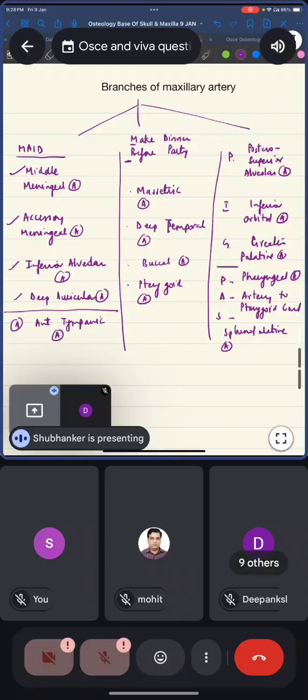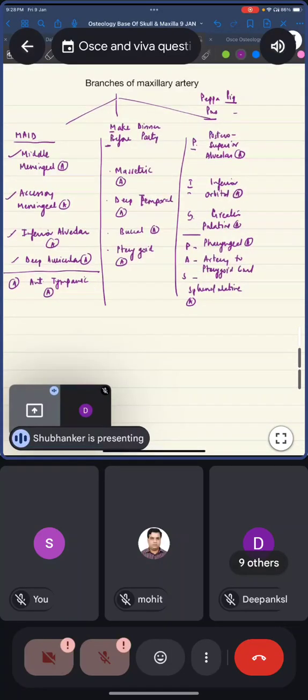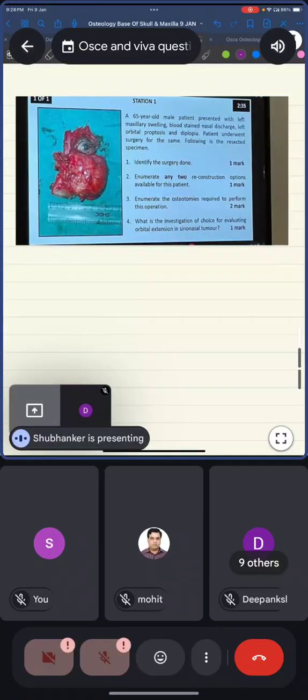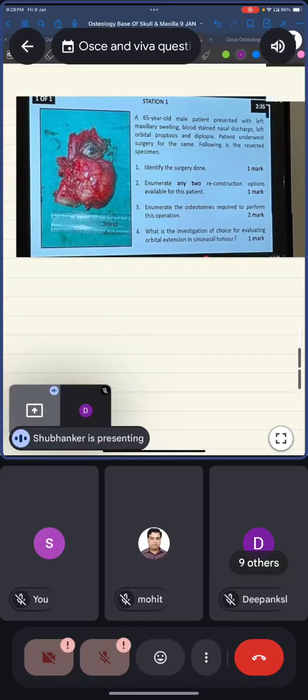Sphenopalatine artery. Okay, so this is like Peppa Pig pass हो गया, P-A-S. Just for remembrance, Peppa Pig pass हो गया. Okay, so this mnemonic was given to us by one of our seniors who is presently doing his MCH in RCS Trivandrum, dedicated to him.